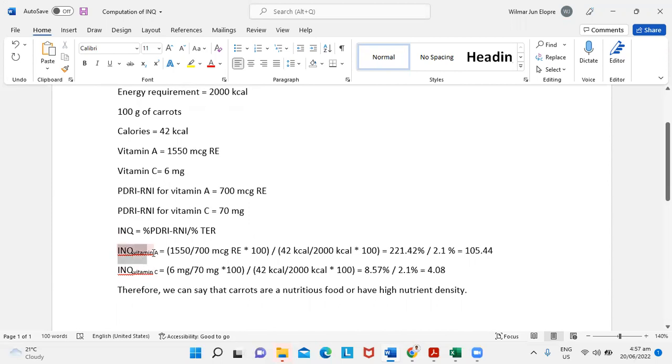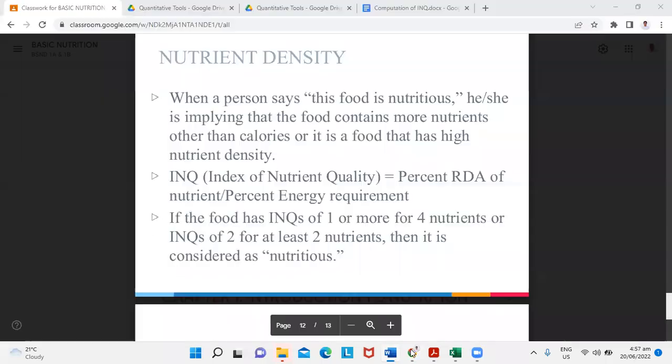So let's start with vitamin A first. Remember, ang general formula sa INQ is percent RDA, then percent RG requirement. So actually, kani pwede na siya ma-translate to percent PDRI. And last time, naka-compute na ta sa percent PDRI, so you know na how to get the percent PDRI. And the percent TR or the percent RG requirement, the same lang siya actually sa formula sa percent PDRI. So actual energy intake divided by recommended energy intake or REI.